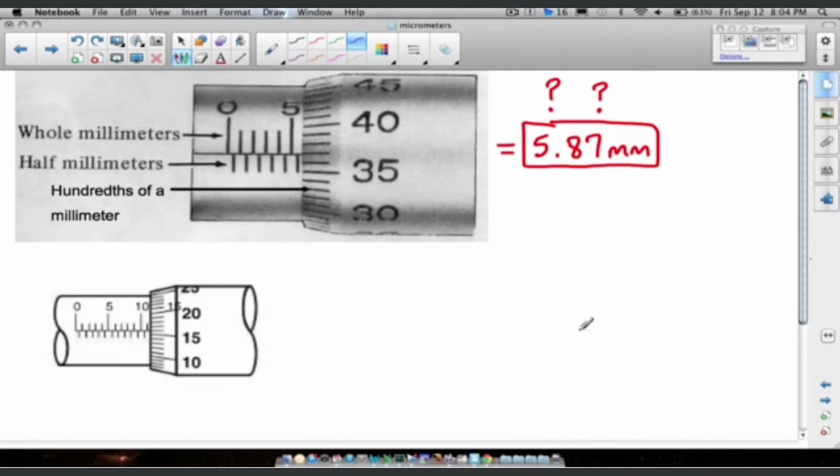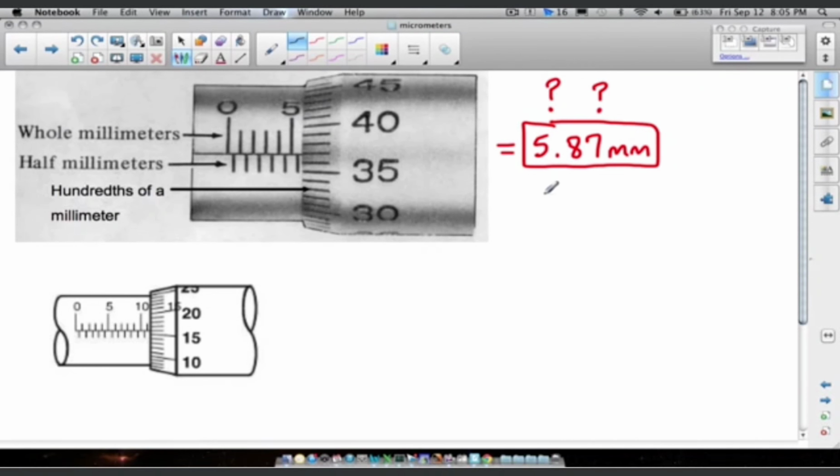Let's look at a micrometer that measures in millimeters. So this micrometer right here, this measurement is 5.87 millimeters. How are we getting that number? The number that you see up here, 0, 1, 2, 3, 4, 5, we don't see a 6. So 5 is the last number that we see. That is going to be the number that shows up to the left of your decimal. This represents whole millimeters.